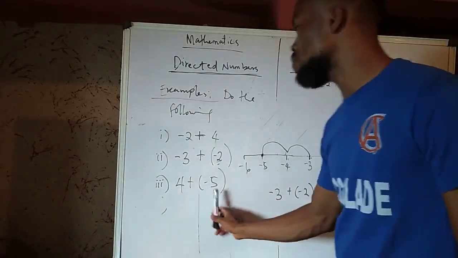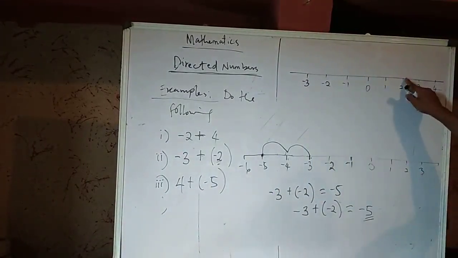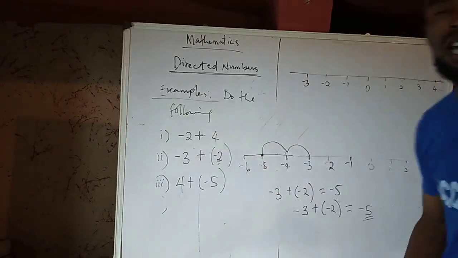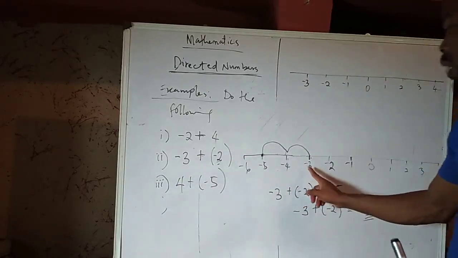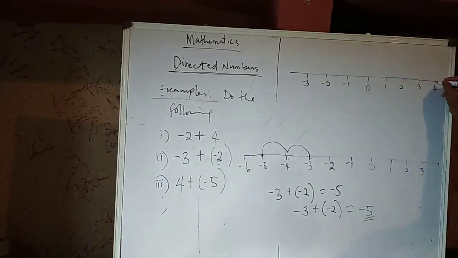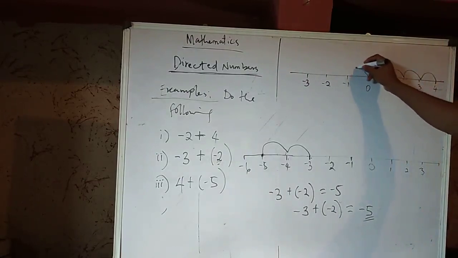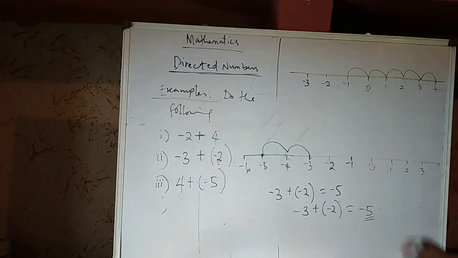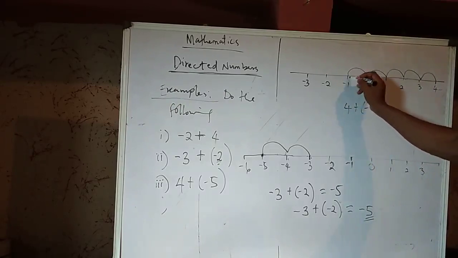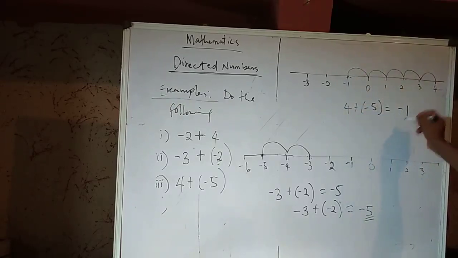That is like 4 plus minus 5. So what am I going to do? From 4, I'm going to be adding negative, so that means I'll be moving to the left direction, just like what I did here. I'm adding negative, so I move in the leftward direction. I'll move 1, 2, 3, 4, and 5. So 4 plus minus 5 simply gives me what? You can see I have minus 1 here.